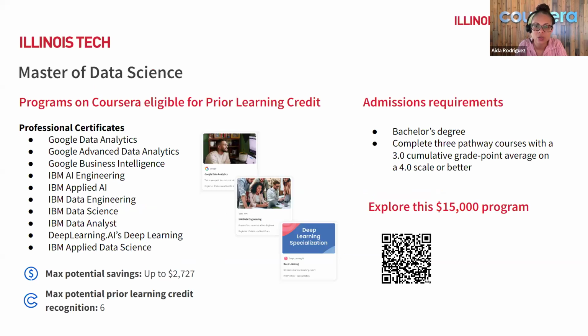Now, in addition to the flexibility that performance-based admissions offers, due to the partnership that Coursera and Illinois Tech have joined forces on, we are able to offer what we call prior learning credits. So there are specific certificates on Coursera's platform, which you see listed on the screen right now, which may count as credit towards the capstone course in this degree program. So you can get a maximum of 6 credits from specific certifications.